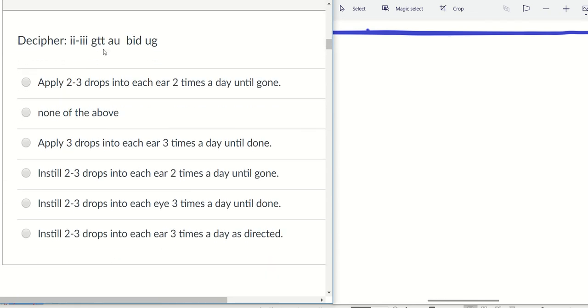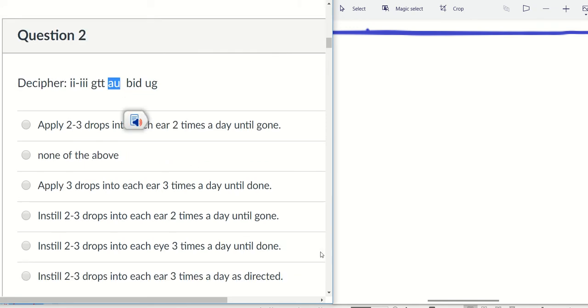Number 2, drops to the ears. What's the verb? Instill. So we're going to instill 2 to 3 drops into each ear. How many times a day? Twice. 2 times a day. Until gone. UG. Instill 2 to 3 drops into each ear 2 times a day till gone.